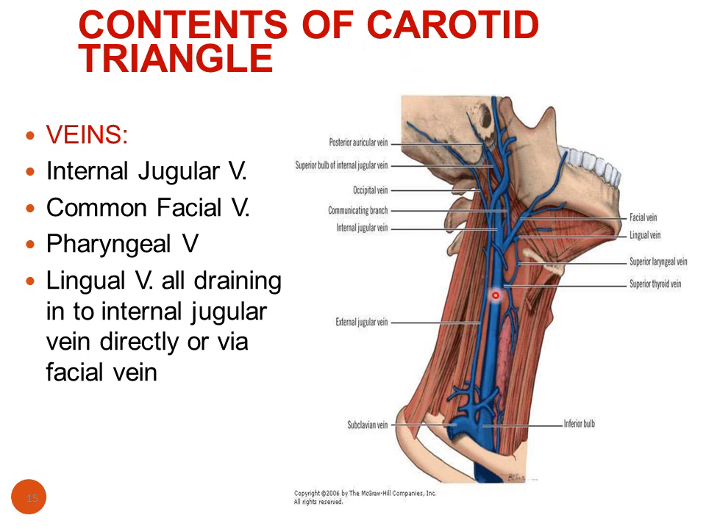Contents of the carotid triangle. Veins. What are the veins we find in the carotid triangle? Internal jugular vein, common facial vein, pharyngeal vein, lingual vein, all draining into the internal jugular vein directly or via the facial vein. So all these veins drain into the internal jugular vein directly or via the facial vein. So these are the veins you find in the carotid triangle.